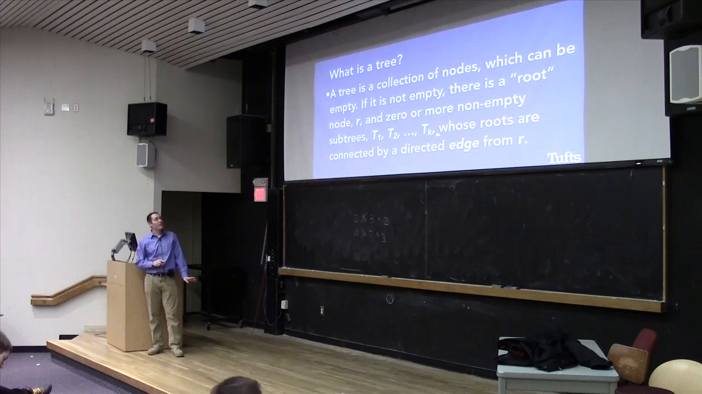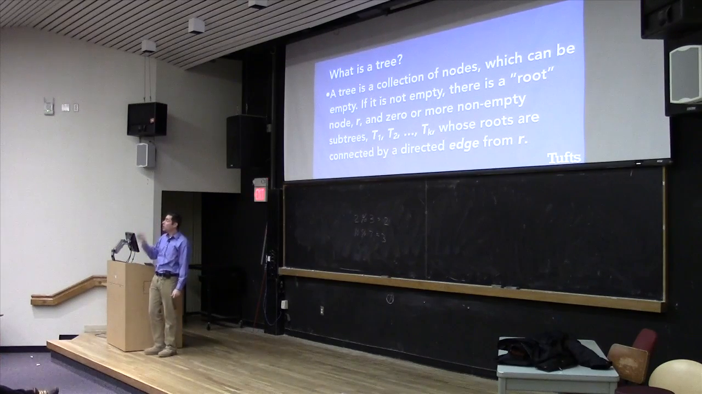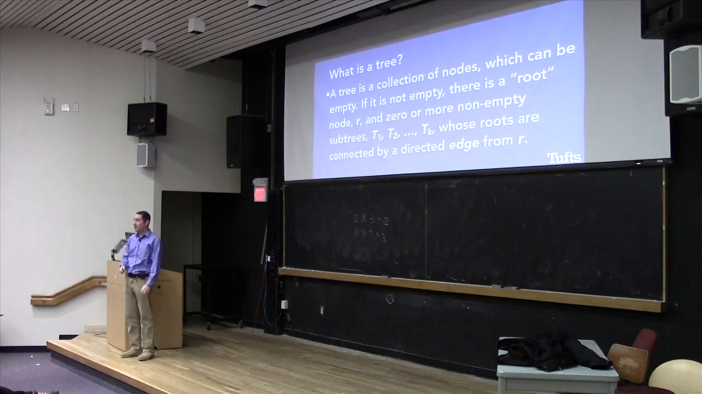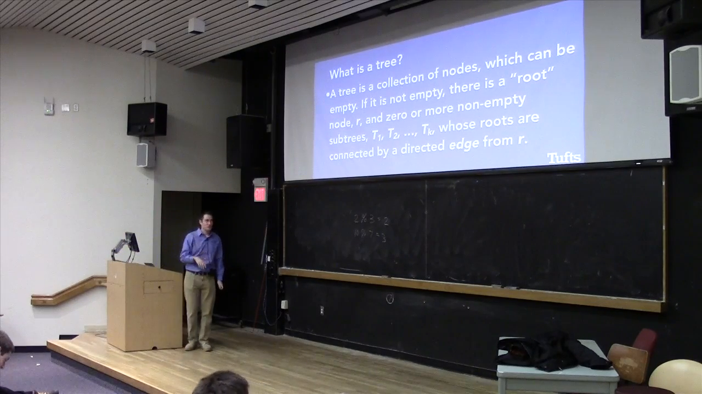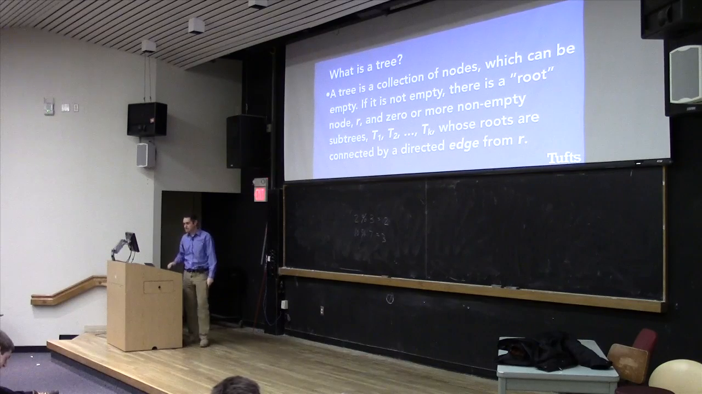The roots are all connected by an edge. An edge in this case is just a line going back to R. A tree can have a subtree, which can have a subtree, which can have a subtree, and each individual subtree has lines going back up to its own previous tree. All right, I see people still writing this down.